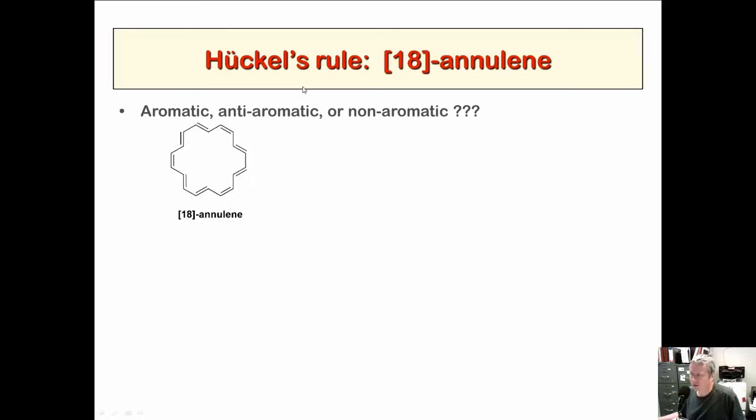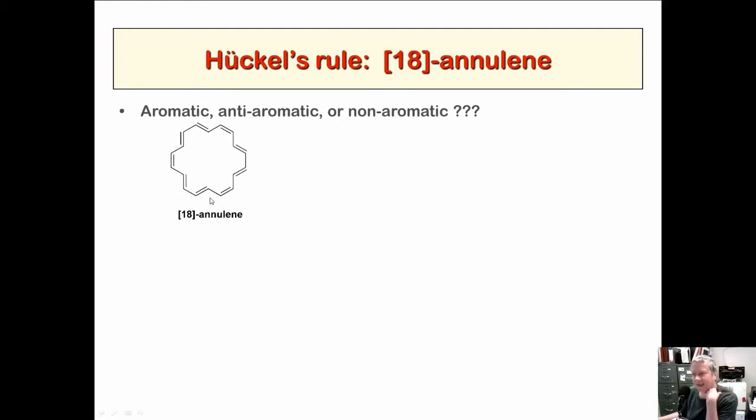All right, what about this weird one? 18-annulene. Is it aromatic, anti-aromatic, or non-aromatic? Well, 18 is the number of carbons. Let's count the number of pi electrons: 1, 2, 3, 4, 5, 6, 7, 8, 9, 10, 11, 12, 13, 14, 15, 16, 17, 18. So 18 is the number of carbons, and it's also the number of electrons, right?